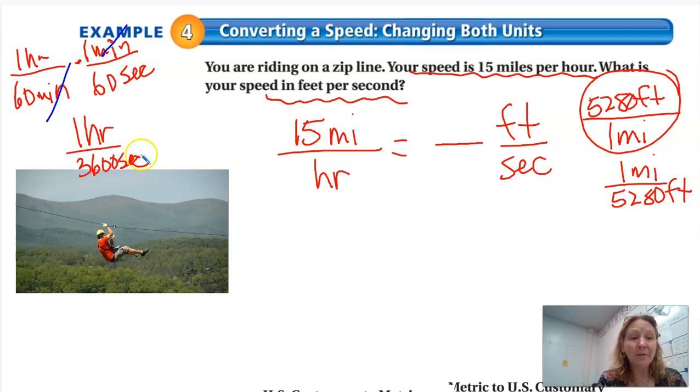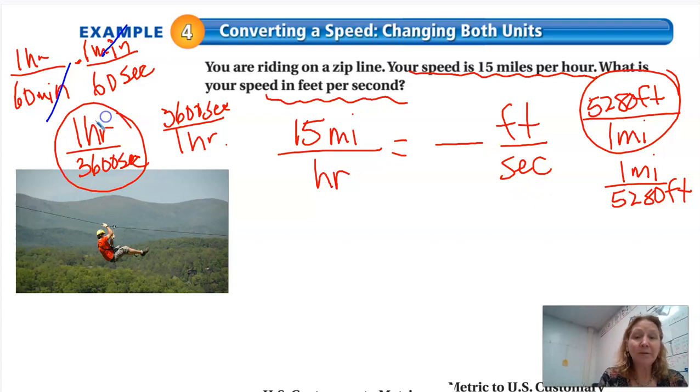And then I need to figure out, should I reverse the order and do 3,600 seconds per every 1 hour? Well, I want the seconds to be on the bottom, so this is the conversion factor that I want for that. So now I have two conversion factors. It's going to be super cool.